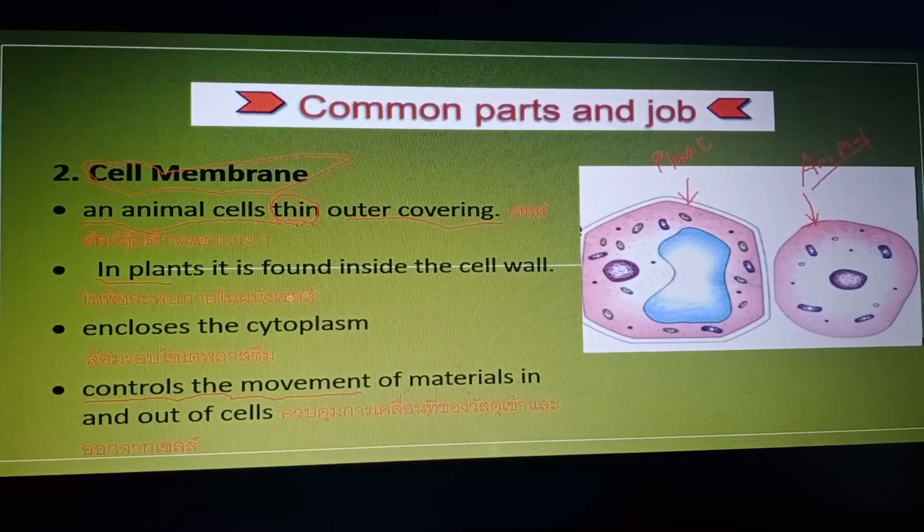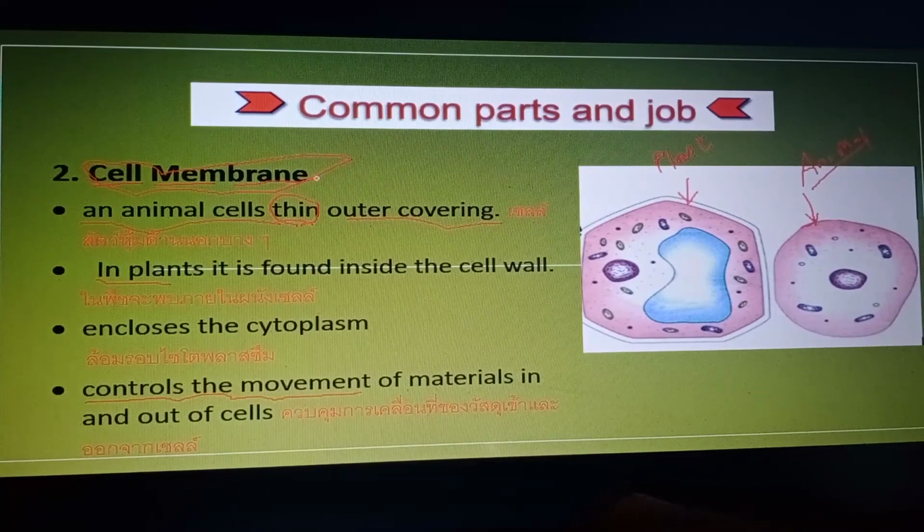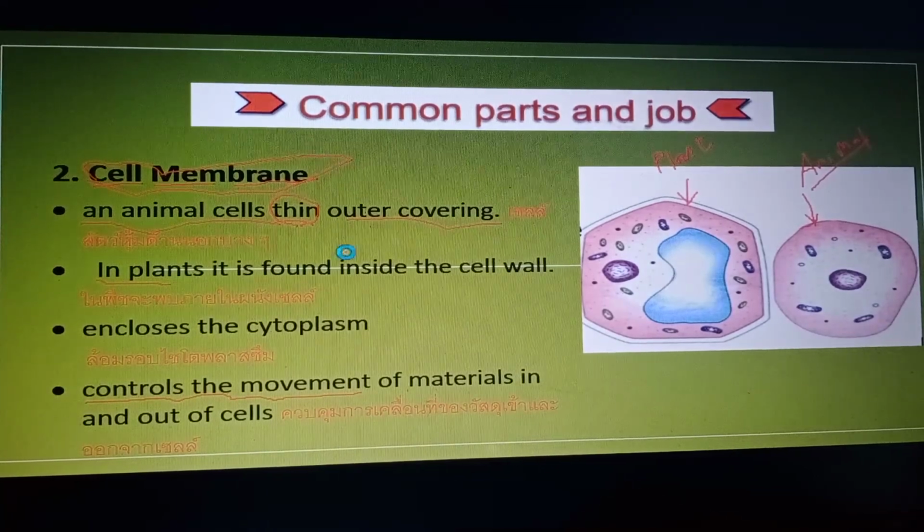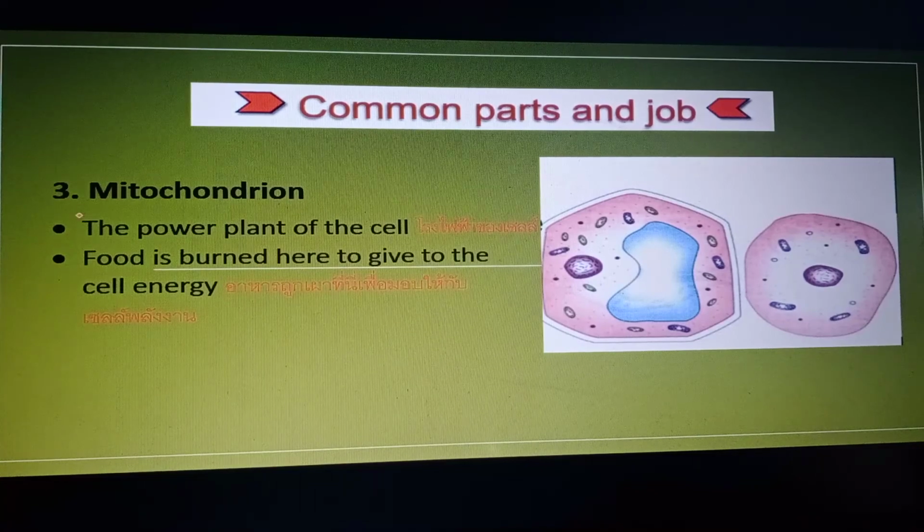If you can hardly understand what I am talking about, you can still browse and read the Thai translation. This would be easy for you to really understand. So again, cell membrane. Let's all read this one: cell membrane.